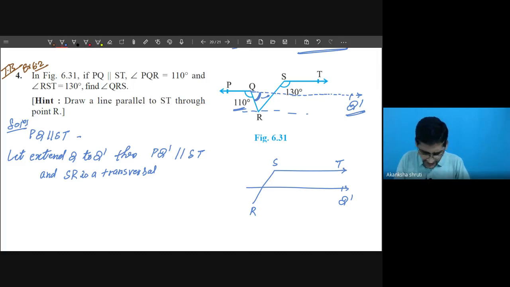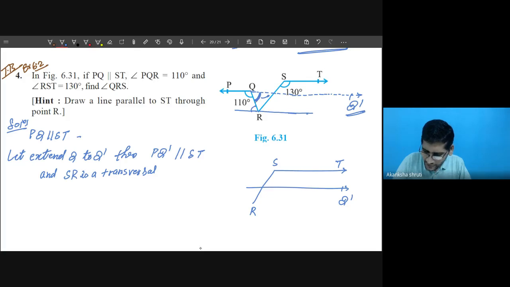So we can do this one, or in the hint it is given that a line parallel to ST through R, which means it is saying to draw this line. It wants to give you the hint like this, but we can draw the other way. We can draw the perpendicular also. By that we can also get it. Okay, student? This is the other way of thinking, or just by drawing this as the parallel, we can get it. See, while drawing this as parallel, what will be this angle?